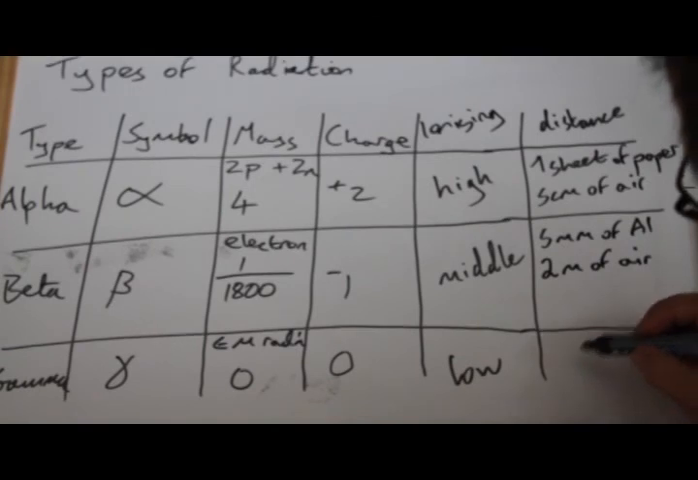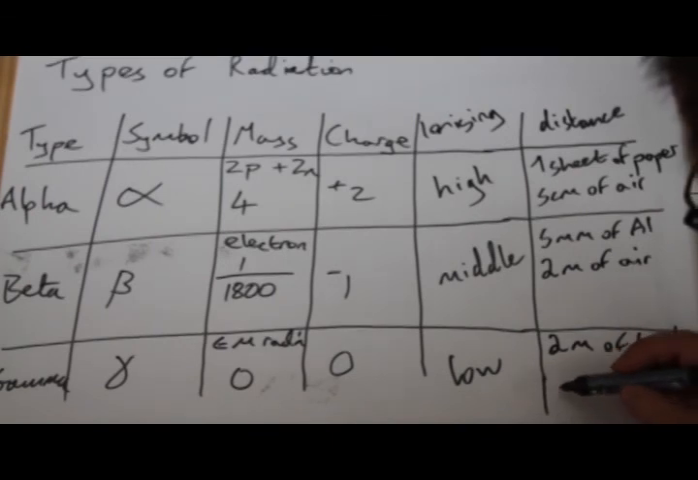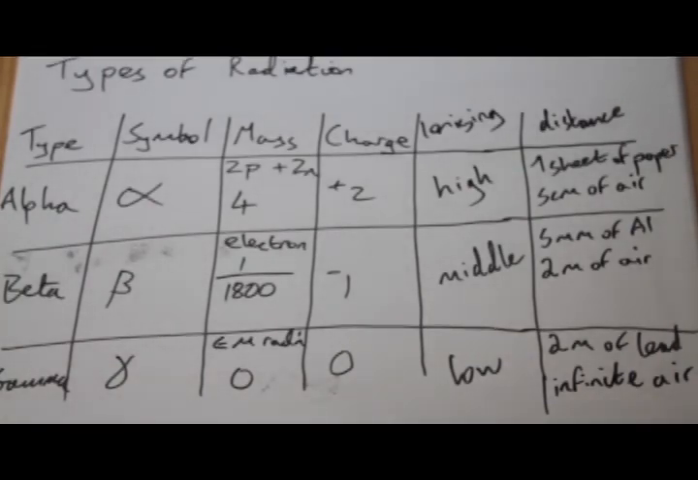Gamma is stopped by perhaps 2 metres of lead, although some of it will still get through that, and it will travel forever in air. But what of course it will do is it will spread out through the air. So it will be less concentrated. And those are the properties of alpha, beta and gamma radiation.